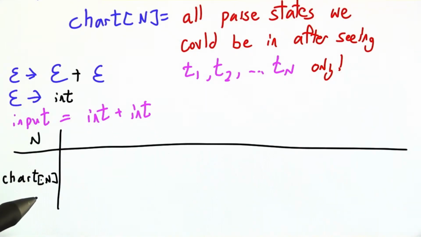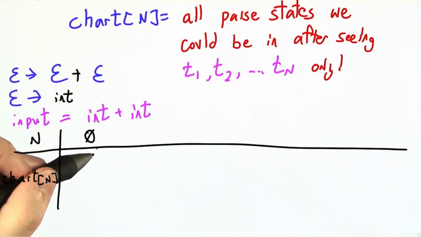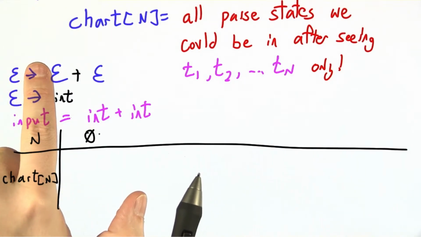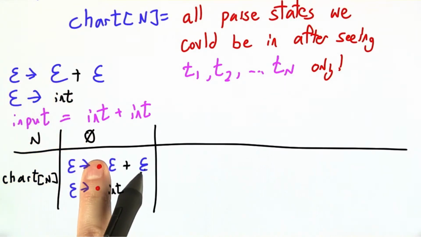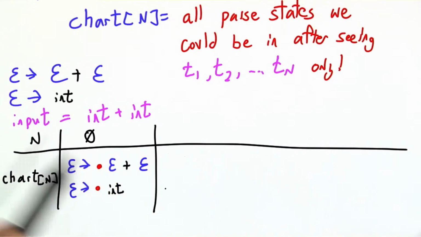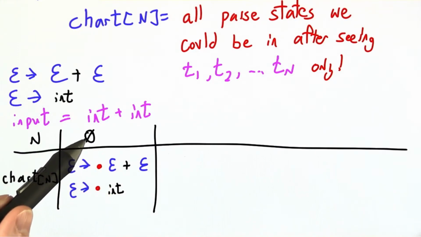I'm going to draw out a chart showing n and chart of n. Suppose we haven't seen any of the input yet. Where could we be? Well, conceptually, my finger's going to have to be very far to the left. I could be looking for e plus e, or I could be looking for int, but regardless, I haven't seen any of it yet. There's nothing in my past, and the whole world is in the future. And the reason I can't be sure yet is that I've only seen 0 tokens of the input.